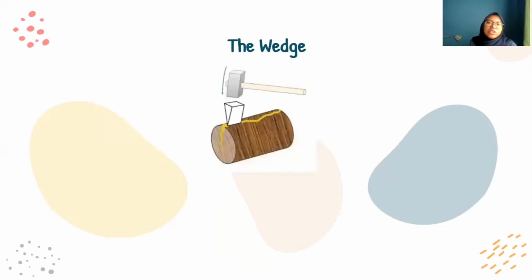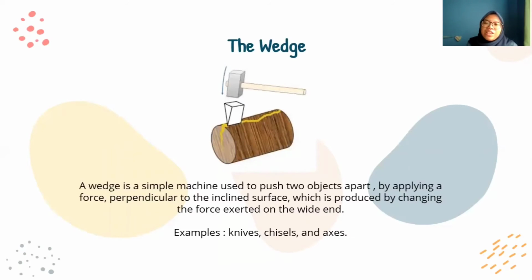So next we have the wedge. So what is the wedge? A wedge is a simple machine used to push two objects apart by applying a force perpendicular to the inclined surface, which is produced by changing the force exerted on the wide end. Examples are the knife, scissors, and axe.